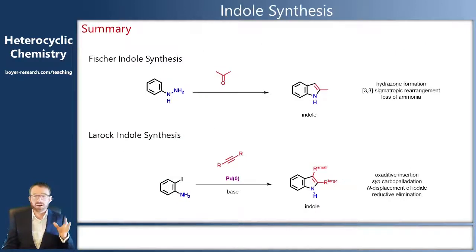In this video we've had a look at two different indole syntheses. The Fischer indole synthesis, a classic mechanism in heterocyclic chemistry, which is the condensation of a hydrazine and a ketone, followed by a 3,3 sigmatropic rearrangement and loss of ammonia. We've also seen a Larock indole synthesis, which exploits the reactivity of palladium, so we get oxidative insertion of the palladium into the carbon iodine bond, addition across the alkyne, and then cyclization and reductive elimination to arrive at the desired product.